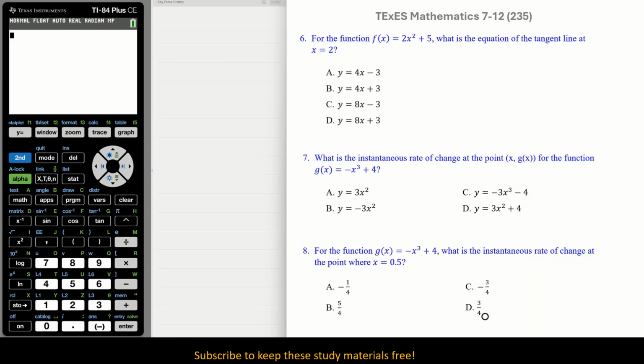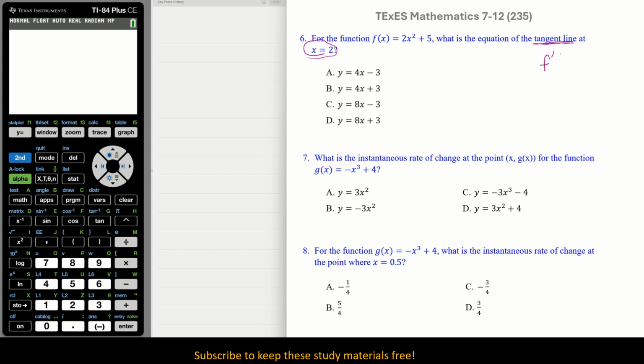Number 6, for the function f of x equals 2x squared plus 5, what is the equation of the tangent line at x equals 2? Okay, first, the minute I hear tangent line, I know that I'm going to need the slope. And that also tells me that they're giving me the value of x. The only way I can do that quickly and efficiently is to use the chain rule to get the first derivative of the equation and then evaluate that at 2, and that will give me my slope. Okay, and then I proceed to get my line. Okay, let me show you what to do.